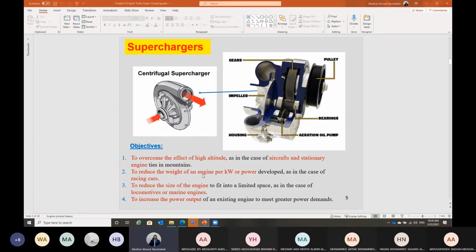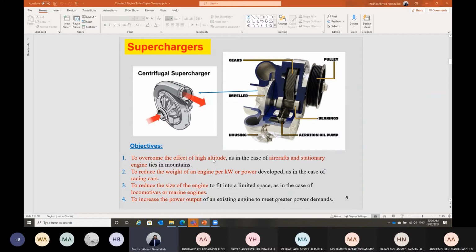So the idea of a turbo or supercharger is, as one of its uses, to overcome the effect of high altitude, because at high altitude, guys, what will happen to the density of the air? It will be lower. So it is better if you have a gasoline engine or any engine at high altitude, at the top of a mountain, or an aircraft application.